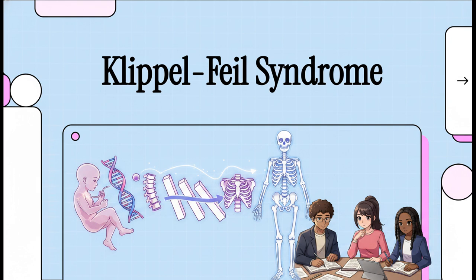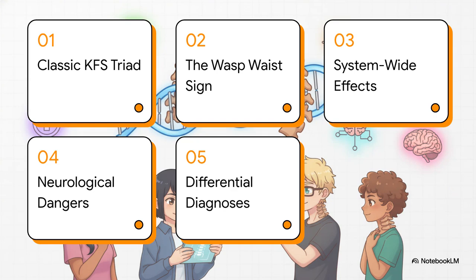So if you're prepping for exams or you just want to master the structural logic of congenital anomalies, you are in the exact right place. Let's get into it. Here's our roadmap for today. First, we'll cover the classic KFS triad. Then we'll look at the wasp waist sign. Third, the system-wide domino effects. Fourth, dangerous neurological complications. And finally, mastering the differential diagnoses. This structure is perfectly designed for your exam prep and grabbing those high-yield Viva points.